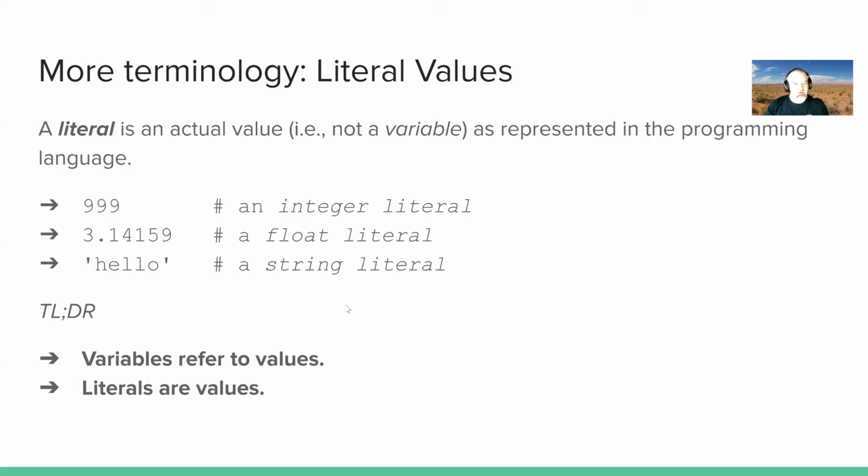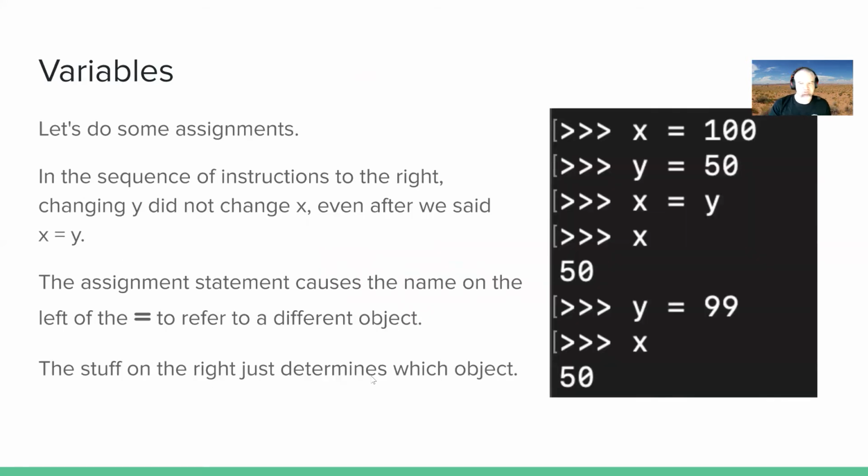All right, literals. Literals are the actual values, not a variable, as represented in the programming language. So we've talked about this at length already. Variables refer to a value. Literals are the actual values themselves, and they don't have to be stored in a variable, but literals are values, and then you can store literals in variables if you want. Right, so too long, don't read: variables refer to values. Literals are values. And you can store literals in variables.